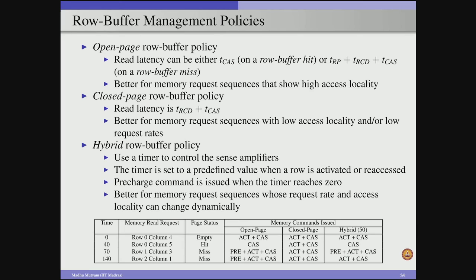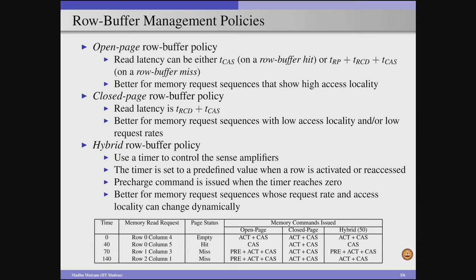Now, when the third request comes at time unit 70, which is to a row 1, which is effectively a miss, there is a row conflict, and in the case of open page policy we have to close the previously opened row, which incurs a pre command and then an act command to activate row 1 and then a cache command to read the data from column 3.